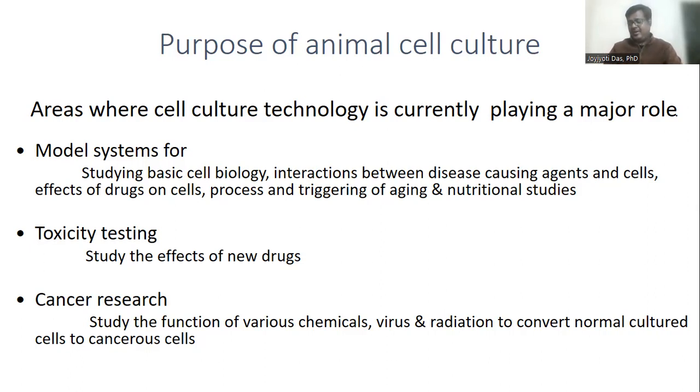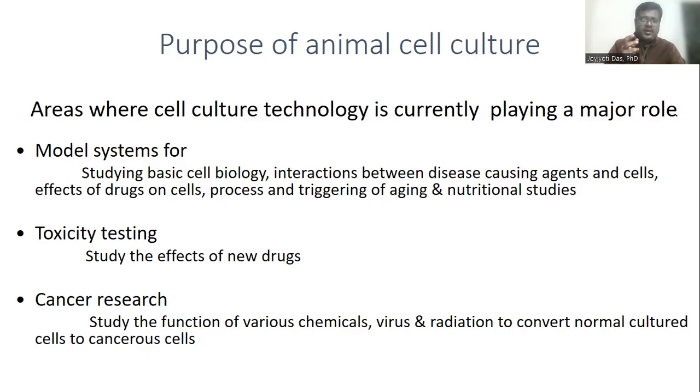Okay. Third is cancer research, which is again a similar point, because I gave you the example of cancer only while talking about model systems. So, in cancer research, you can use cells to study the function of various chemicals, viruses, and radiations to convert normal cultured cells to cancerous cells. So, basically, to study the process of carcinogenesis. Carcinogenesis means what? It is the process of development of cancer.